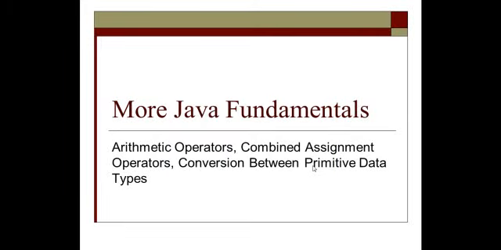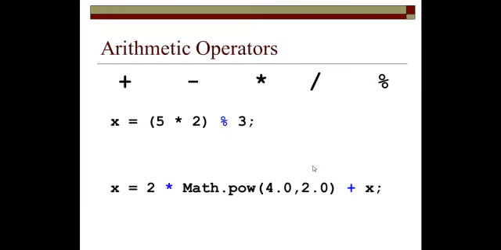More Java fundamentals. In this presentation, I'm going to talk about arithmetic operators, combined assignment operators, and conversion between primitive data types. The arithmetic operators that we can use in Java are plus, minus, asterisk, slash for division, and percent sign. The percent sign is the modulus symbol, and it gives you the remainder.